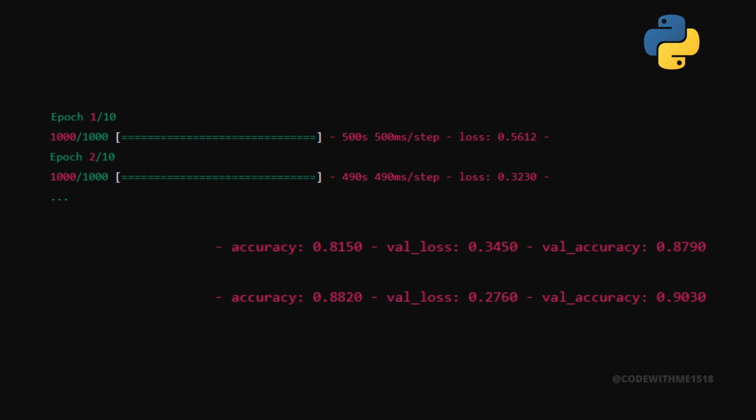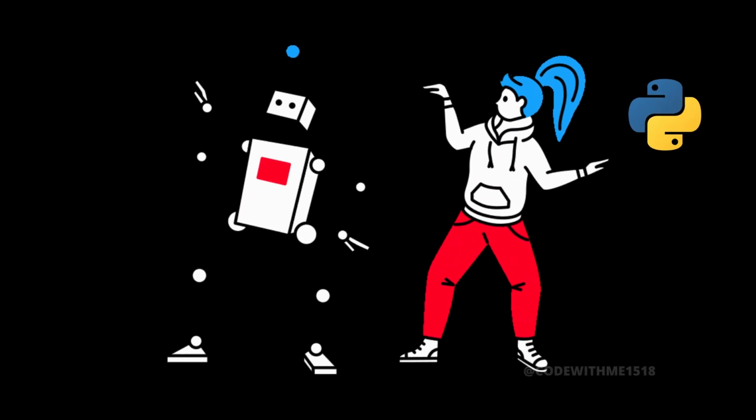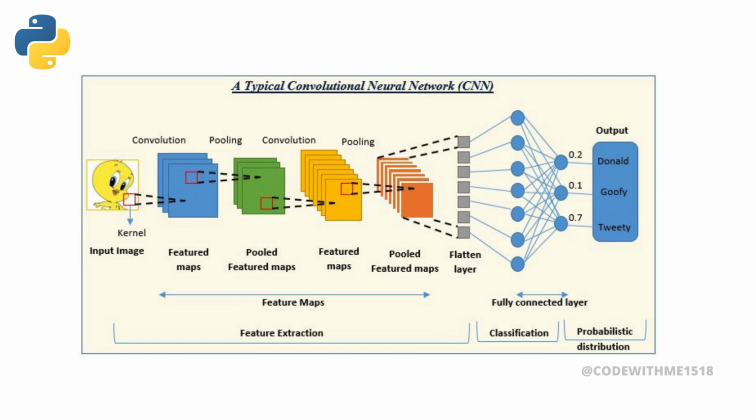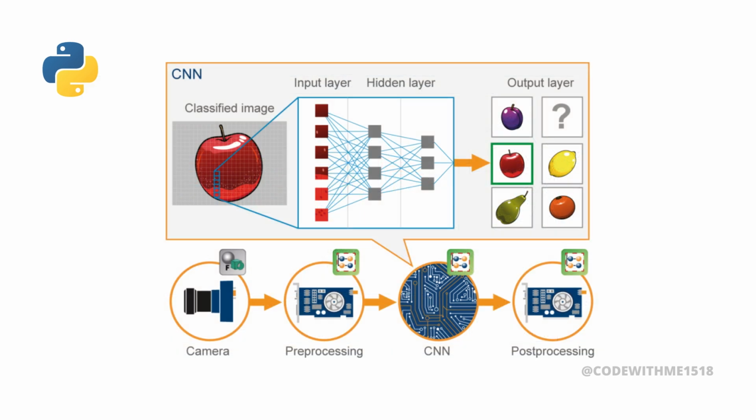That's a wrap for day 52 of our 100 Days of Python series. Today, we explored the world of convolutional neural networks, built a CNN for image classification, and learned about transfer learning with pre-trained models.